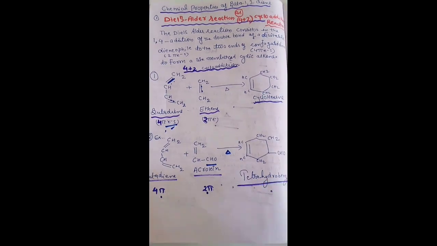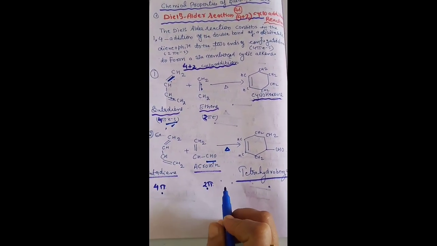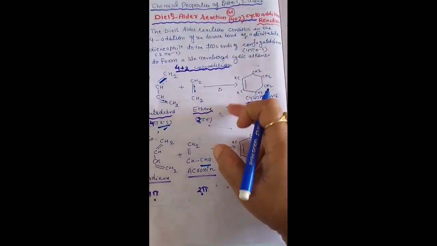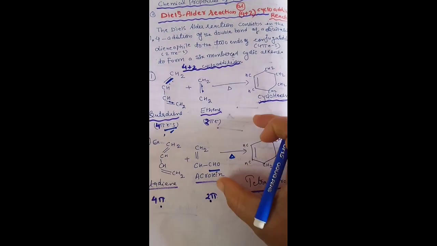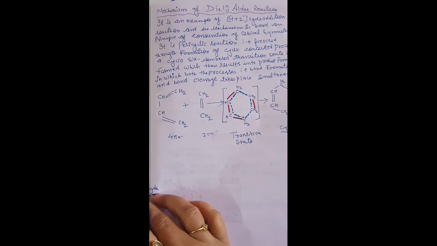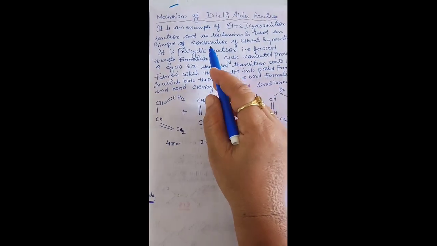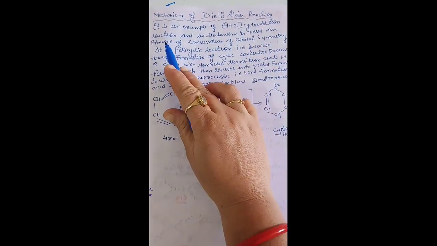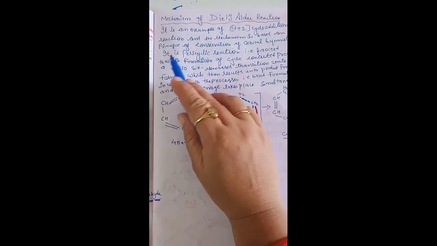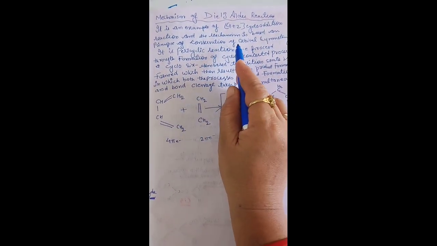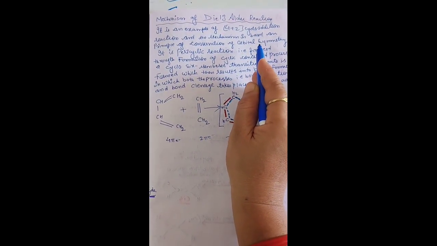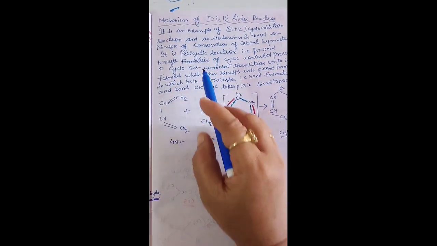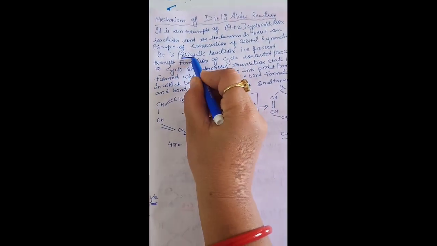So one thing I want to tell you: if the mechanism is asked, then you can prepare it. Otherwise, if only the Diels-Alder reaction is asked, this much is sufficient. Now let us see the mechanism in short. Actually, it is an example of 4 plus 2 cycloaddition reaction, and the mechanism is based upon the principle of the conservation of orbital symmetry. Means it is an example of pericyclic reactions.